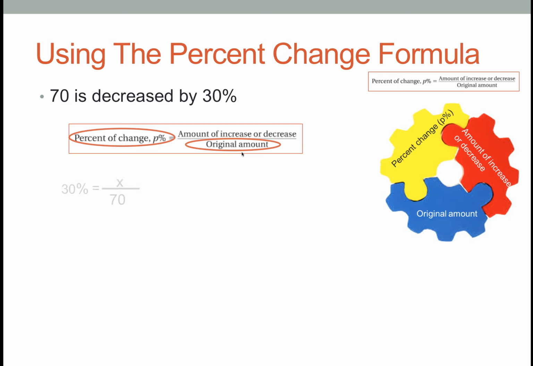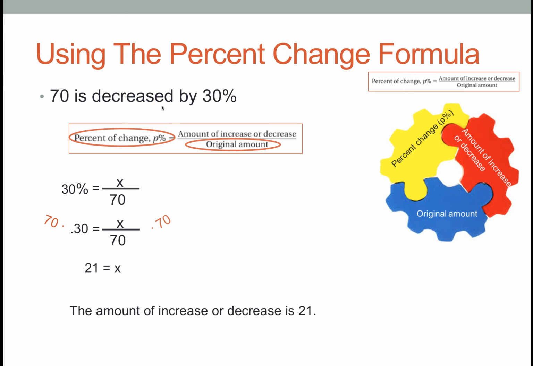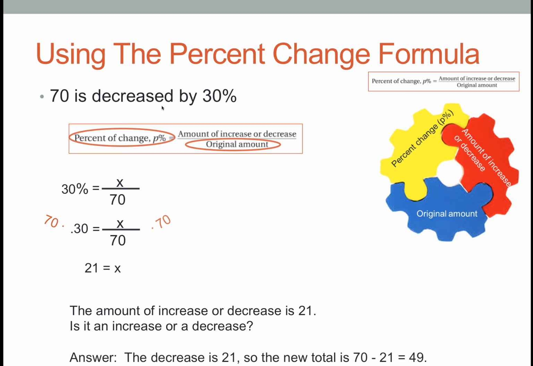So you should have written the formula out as 30% is equal to x over 70. If you work through that, we change the percent to a decimal, we multiply both sides by 70, and you would have x equals 21. But you need to figure out whether this is an increase or a decrease. Let's look at the original question. It's decreased by 30%, so the amount of increase or decrease is 21. Is it an increase or a decrease? Well, it's a decrease, and it's decreased by 21. So the new total is 70 minus 21, because I'm decreasing it by 21, and I get 49. That would be my answer for that question.